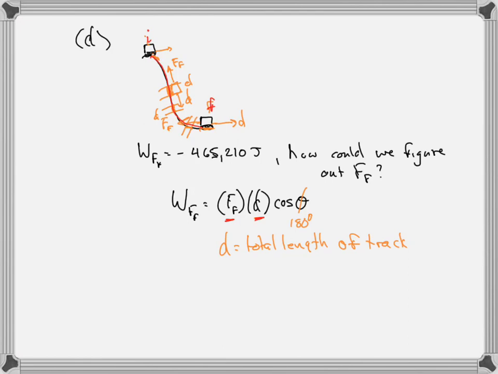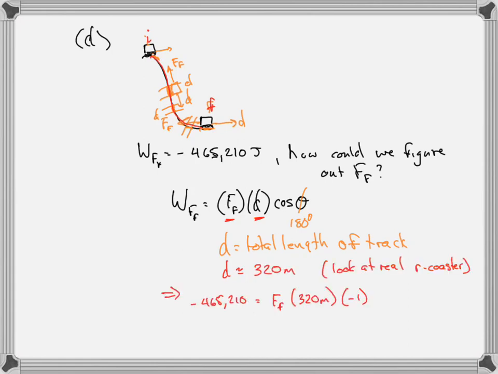It's a pretty steep hill. Remember, the height of the hill was 305 meters. So D is approximately 320 meters, and we can go ahead and plug that in. Plug that into work equals minus 465,000 equals FF D cosine theta, and solve for FF. Therefore FF is equal to, remember, FF is a magnitude because this is a magnitude and this is a magnitude, and it's 1,454 newtons.